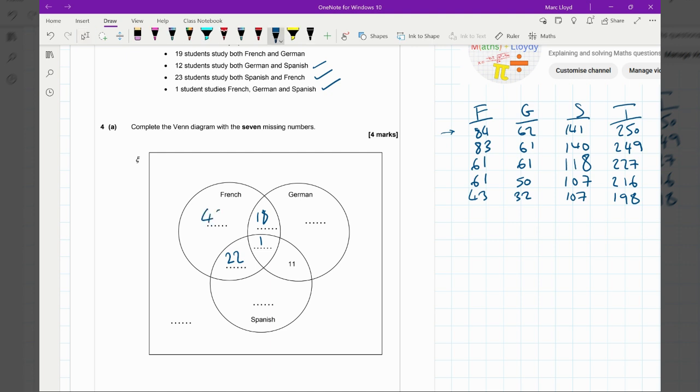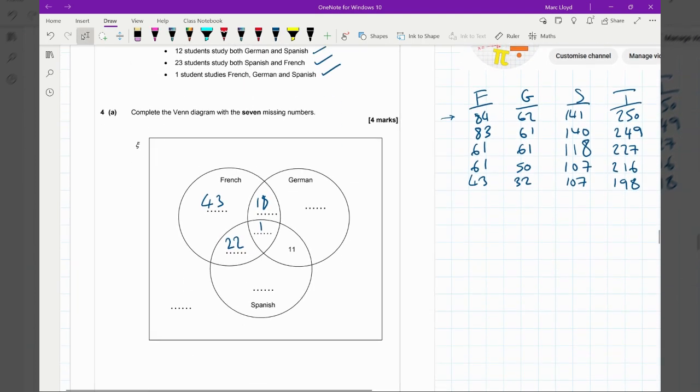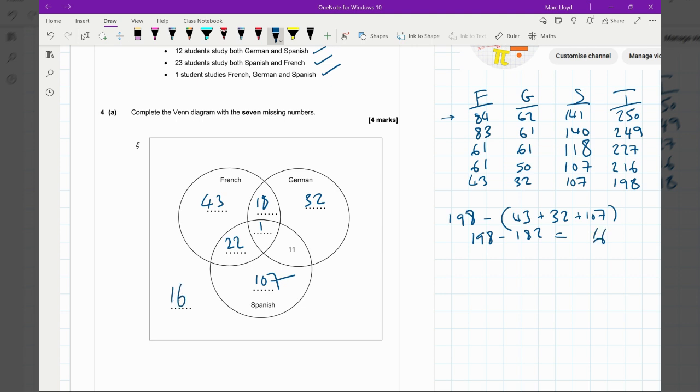We've got 43 French learners left, and if we just add them all up, 43 plus 22 plus 1 plus 18, it gives us 84, which is how many people study French. For German, 32, and for Spanish, 107. Now we've got one more number to find. That's the people who do not study a language. So we add 43, 32, and 107 together. 43 plus 32 plus 107 is 182. And then 198 take away 182 gives us 16. So 16 goes onto the outside.